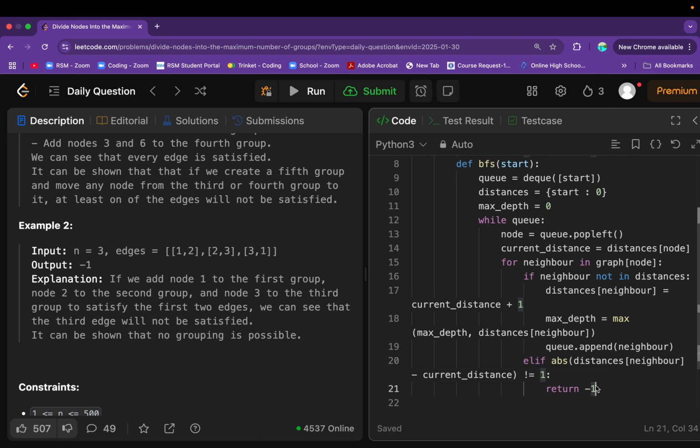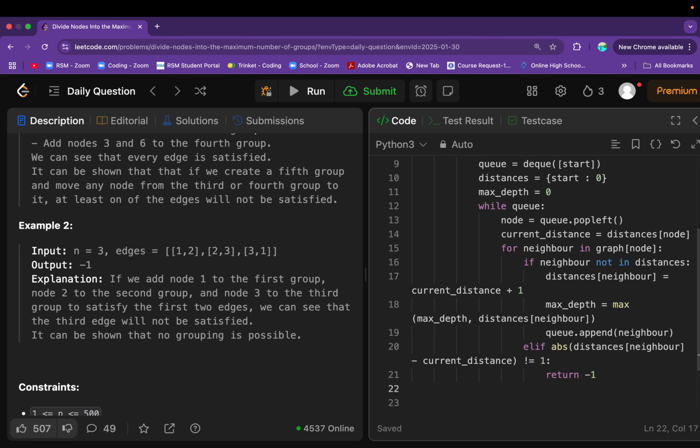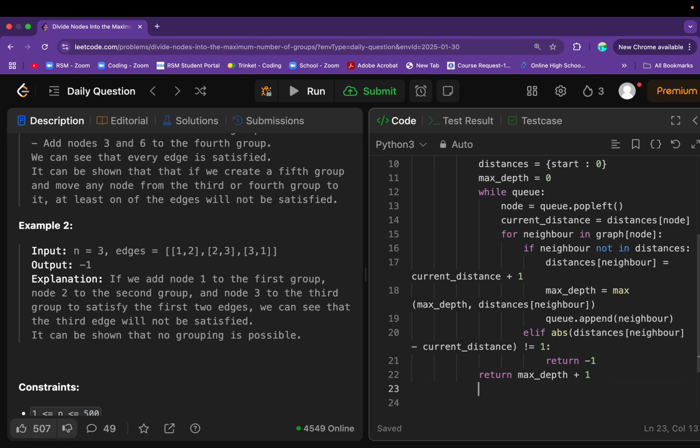And effectively, once it's done executing, we simply want to return our max depth. But not only the max depth, we want to add 1 to that, because once we complete the BFS, we have to return the maximum depth plus 1 as the maximum number of groups. And that is, believe it or not, the entirety of the BFS algorithm. To reiterate, this is a very lengthy solution. There's a lot of code, so just be prepared to type out a lot.